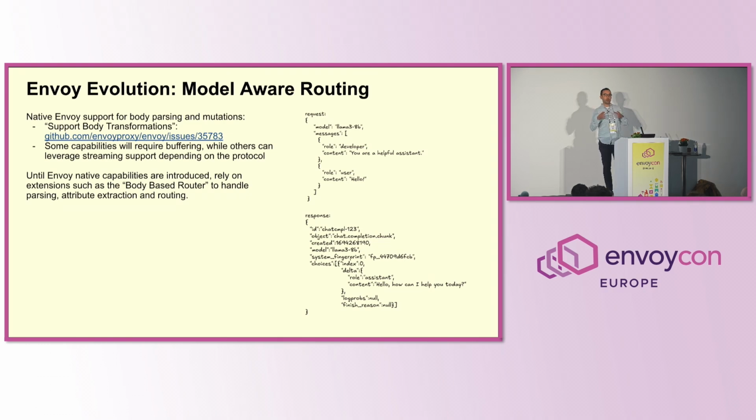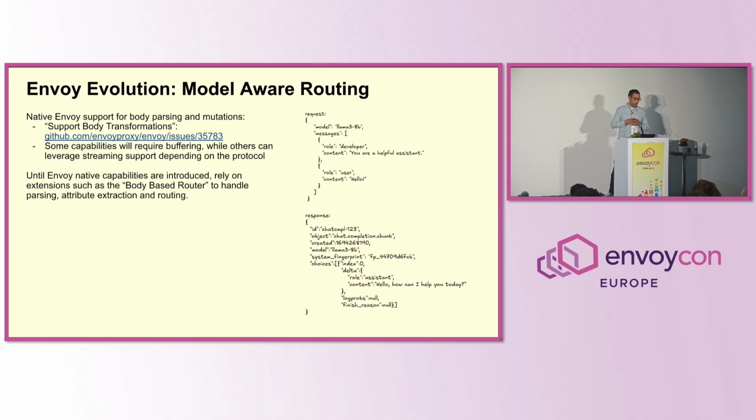So the end goal is that we want to have native Envoy support for things like body parsing and body transformations. There are Envoy issues filed around this. And one thing to call out is that some of these capabilities will require significant buffering, while others can leverage streaming support depending on the protocol. Thankfully, these protocols are currently JSON-based, so there's a path towards streaming parsing. But if you're making a routing decision based on this data, then you need to buffer, right?